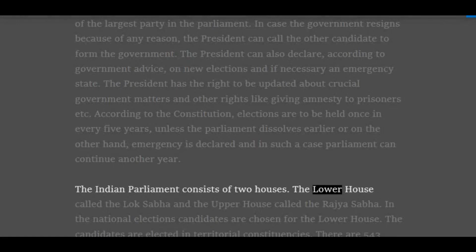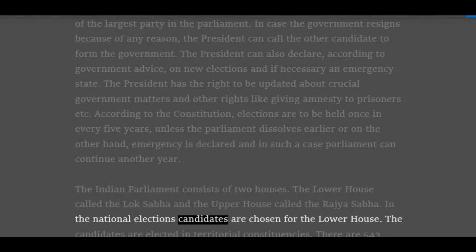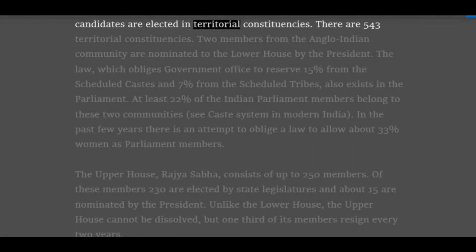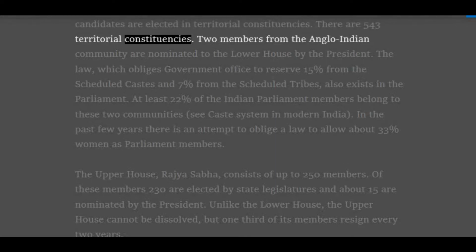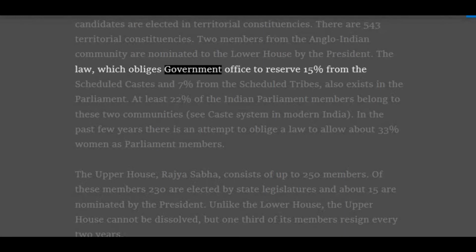The Indian Parliament consists of 2 houses. The lower house called the Lok Sabha and the upper house called the Rajya Sabha. In the national elections, candidates are chosen for the lower house. The candidates are elected in territorial constituencies. There are 543 territorial constituencies. 2 members from the Anglo-Indian community are nominated to the lower house by the president.